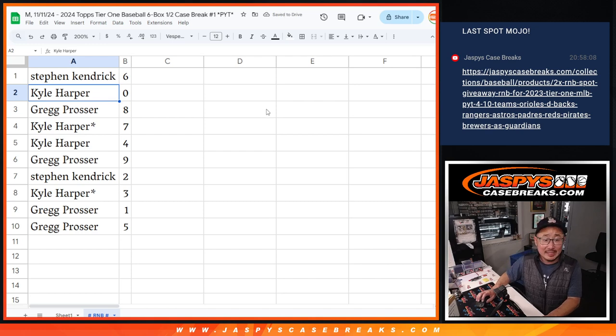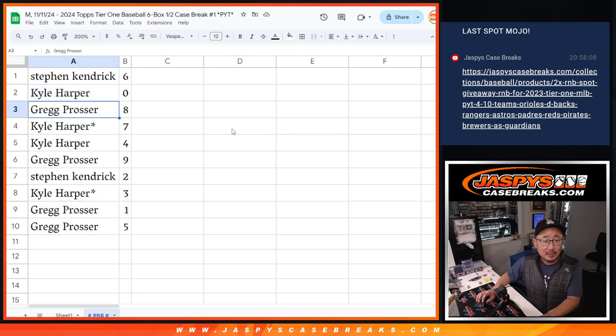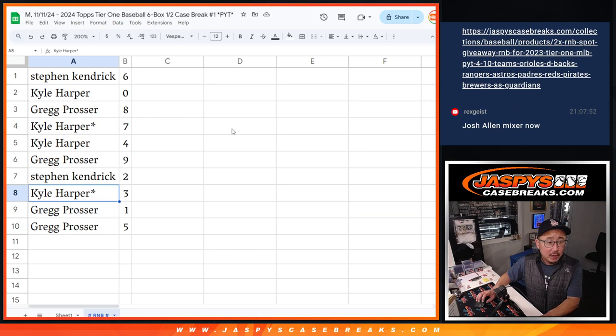Kyle with 0. So that's any and all redemptions for those 20 teams there, including one of one redemptions. But Greg, you still have live one of ones, if any. Greg also has 8. Kyle with 7 and 4. Greg with 9. Stephen K with 2. Kyle with 3, Greg with 1, and 5.